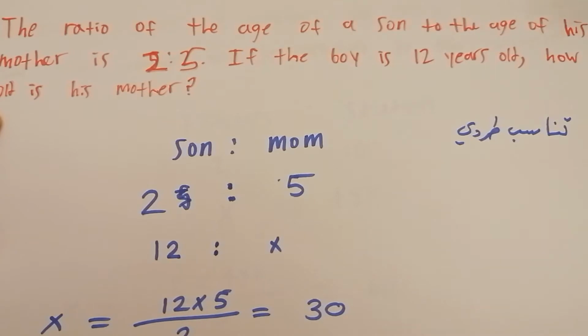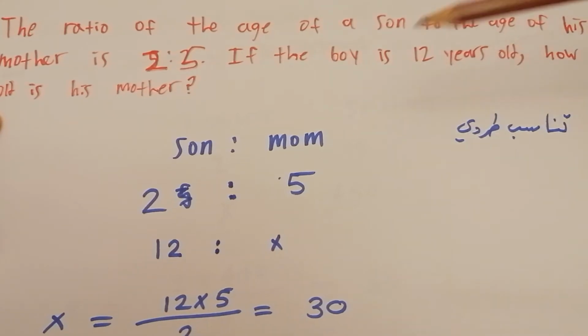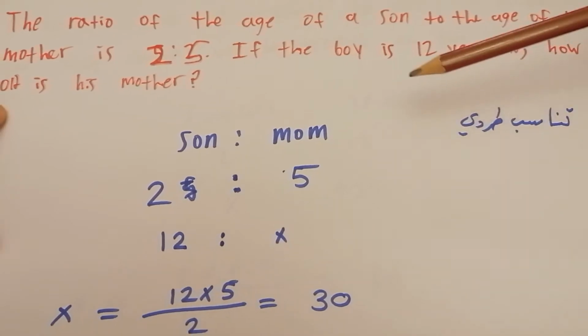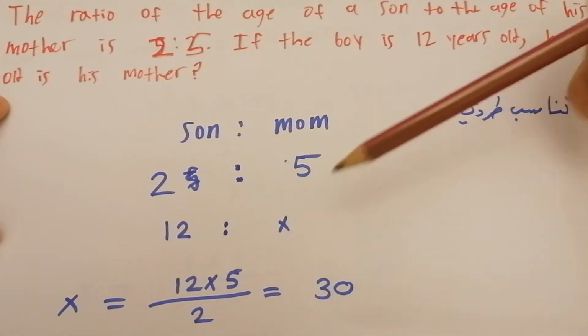In previous questions, we were given a ratio and the total age of the mother and the son. In that case, we will use the factor technique. However, here we are only given the ratios. So we will use the ratios to find the age of the mother.